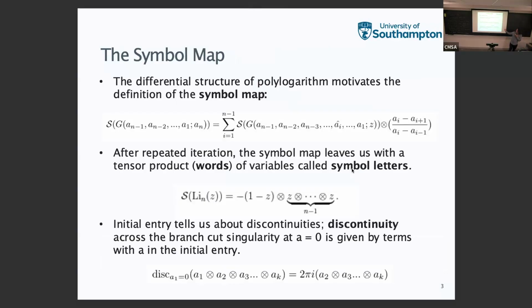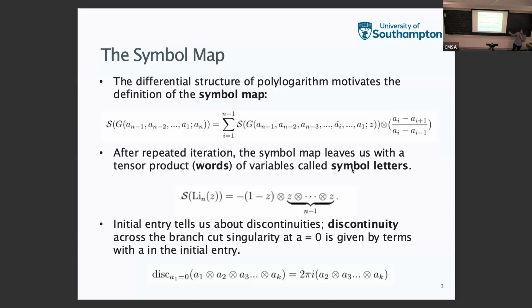So if you iterate the symbol map, what you end up with are words, tensor products of variables called the symbol letters, which tell you about the branch cut singularities. For example, for a classical polylogarithm, you just get 1 minus the argument, and then a bunch of arguments. So these symbols project out a lot of information about the amplitude itself. The first entry tells you about the location of a potential branch cut singularity. And if you chop off the first entry, what remains is the symbol across the discontinuity. So there's information about the analytic structure.